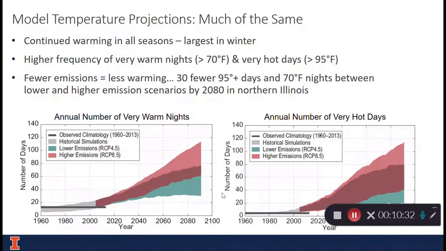So the red shaded areas are showing the higher emission scenario. That is when the models are run under the assumption that global carbon dioxide emissions aren't going to change and may actually increase between now and the end of the century. The green area of shading indicates the lower emission scenario where we curb carbon dioxide emissions very, very soon, within the decade, and go to net zero by the middle part of the century.